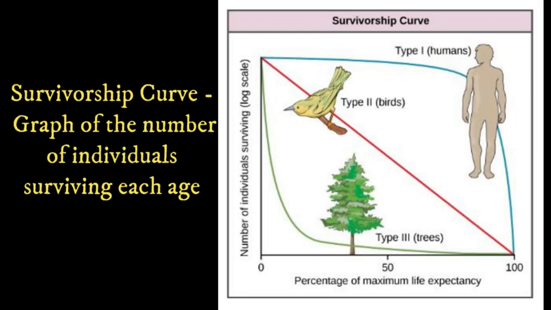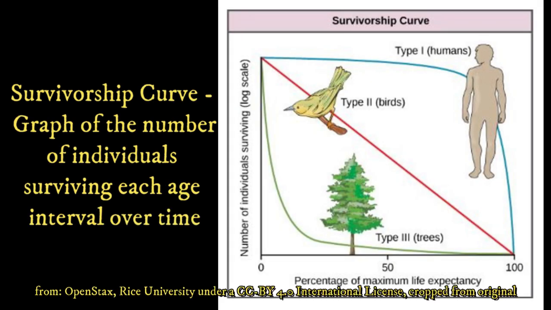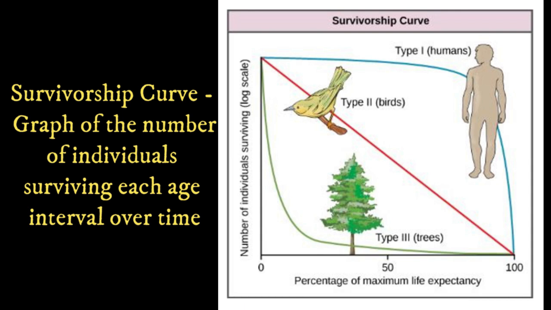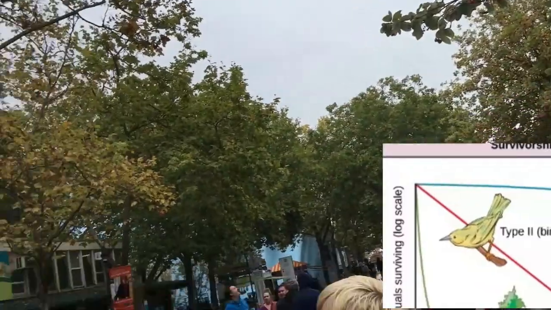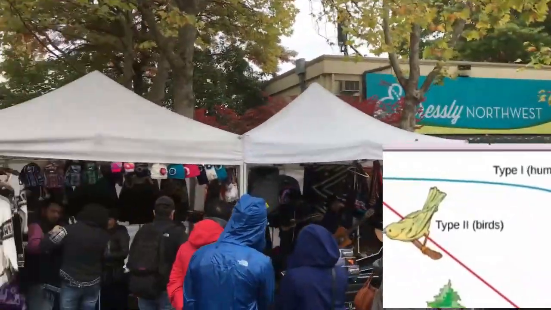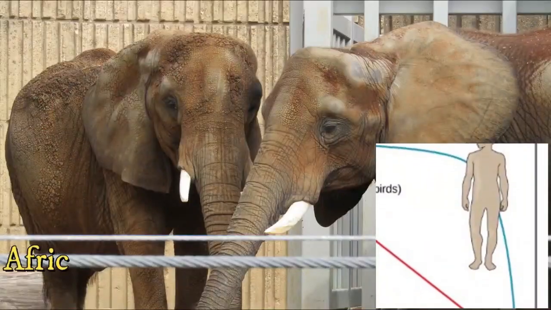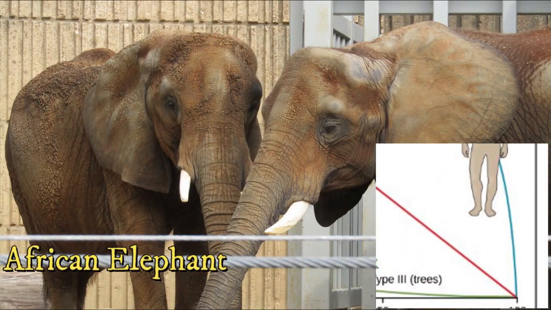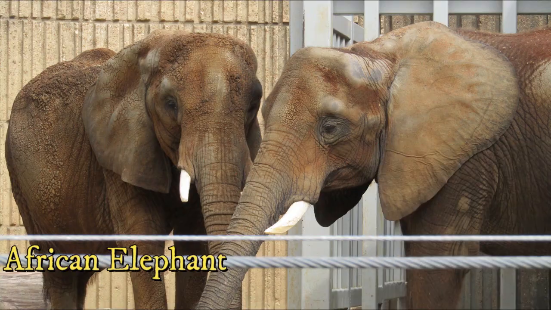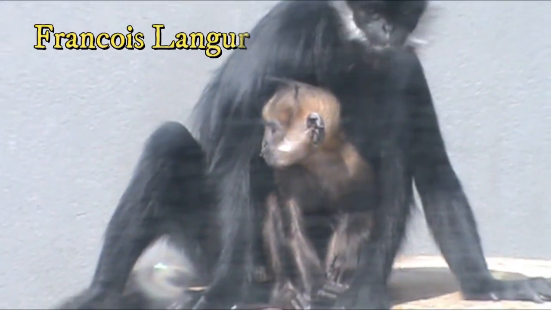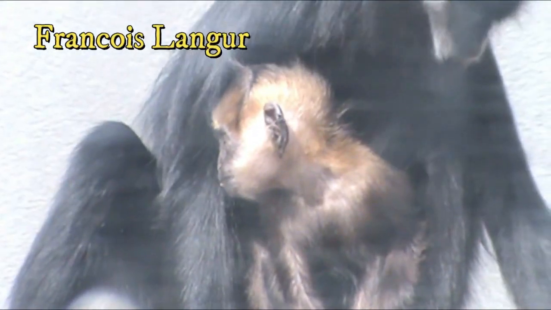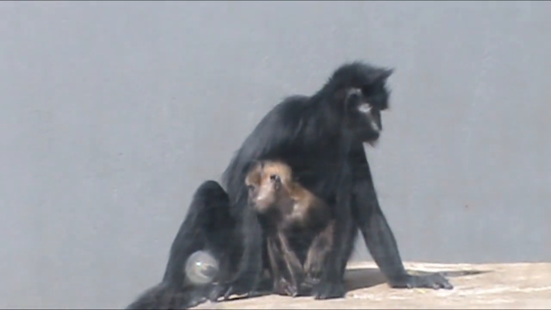Population ecologists use survivorship curves, a graph of the number of individuals surviving at each age interval over time. There are three types of curves. A type 1 curve, seen in humans and other primates, show the pattern of younger and middle-aged members surviving and death happening to mostly older adults. Due to having fewer offspring and more parental care, humans and other primates are longer lived.